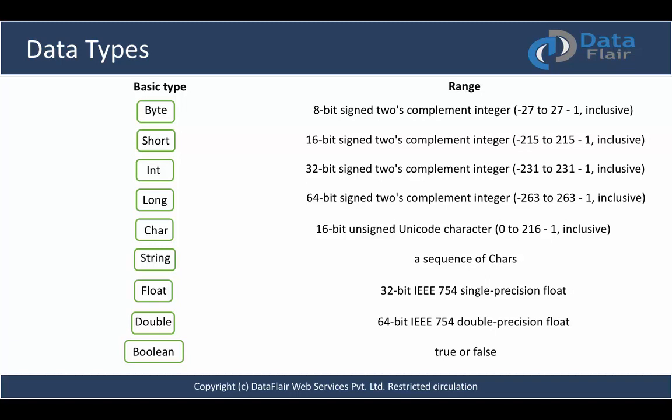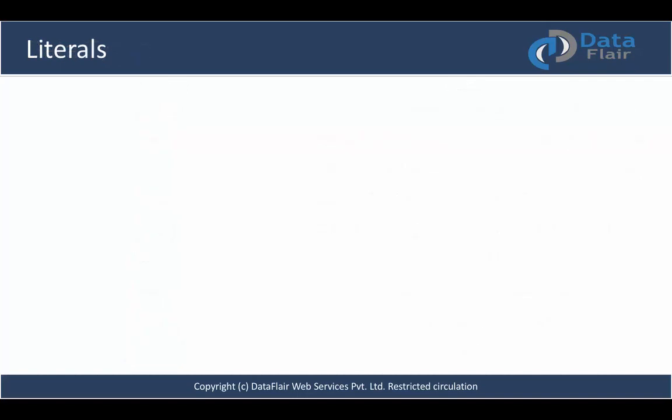Boolean is as simple as you know: we have only two values, either true or false. We cannot use 0 or 1 as in binary for Boolean in Scala. Next, we'll be talking about literals. So, what is a literal?